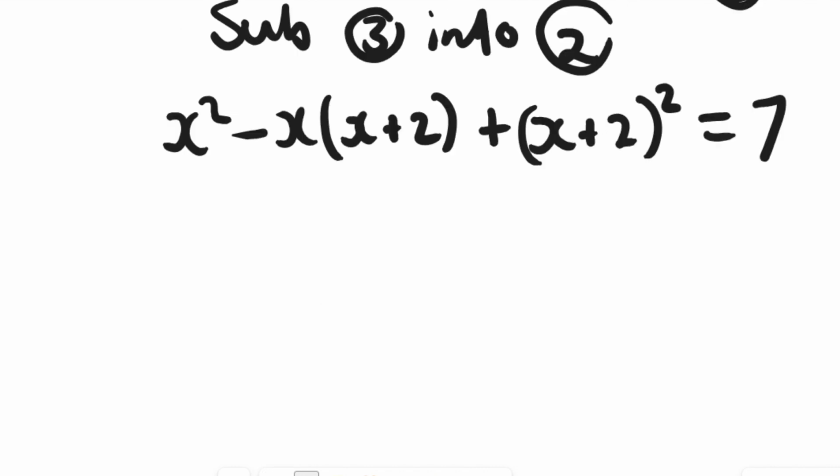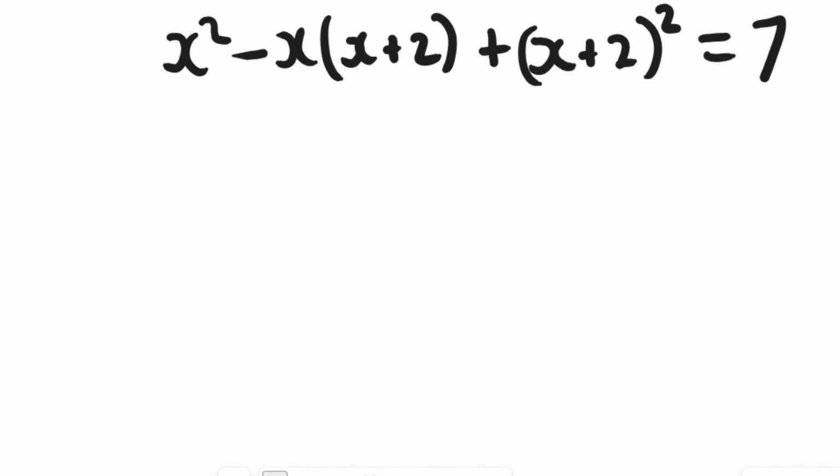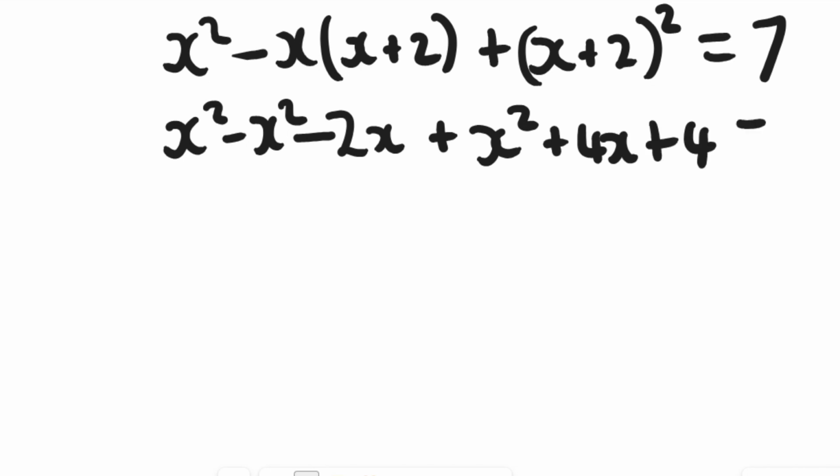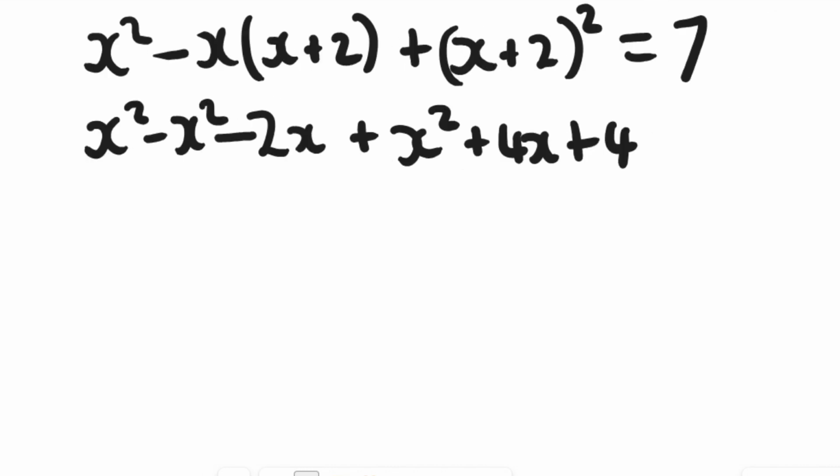Now we want to break the brackets, collect the like terms, and then solve the problem. So we have here our x squared, we have our minus x squared minus 2x plus, we have x squared from this bracket, and then we have plus 2x, that is plus 4x plus 4. 2 squared is 4, that will give us 7. Now we have to subtract this 7 from both sides so that we have minus 7 equals to 0.